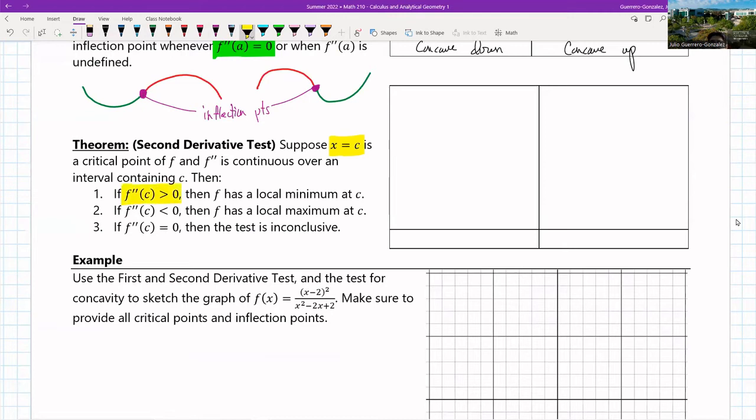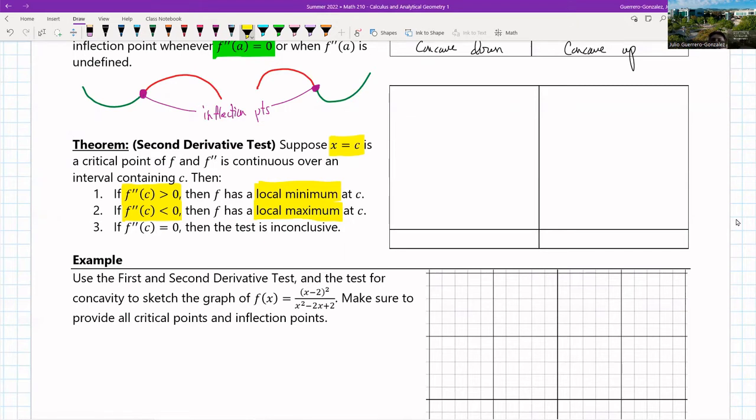If the second derivative is greater than 0, then you have a local minimum. Notice how these work a little backwards. If f double prime is less than 0, if it's negative, then you have a local maximum. If it's equal to 0, then the test is inconclusive. You can't give me anything.